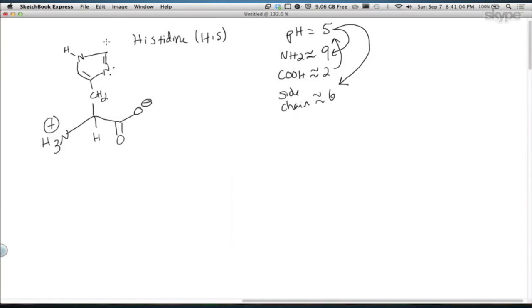Let's draw a new picture for that one. Rather than that, you can label that the first picture is at pH of 7.4, and then let's draw a new picture for pH of 5.